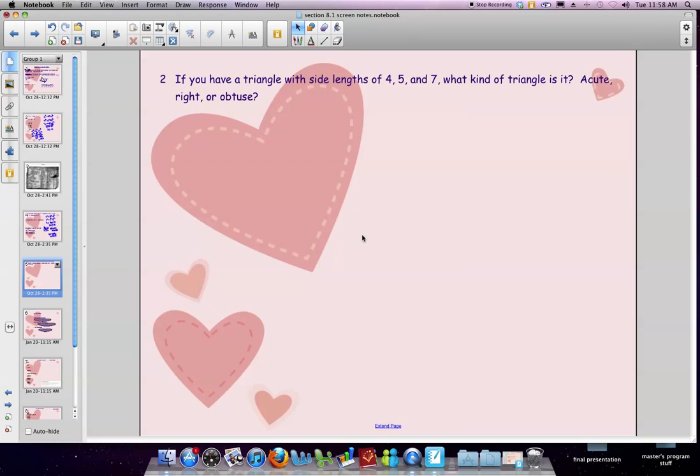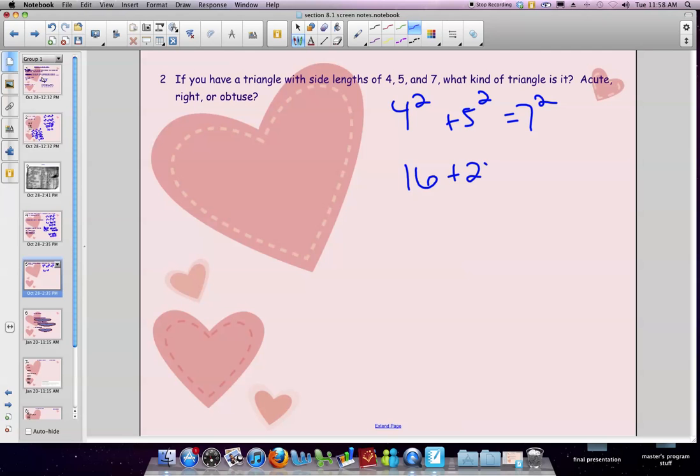All right, so you try it now. 4, 5, and 7. What kind of triangle is it? So you would say 4 squared plus 5 squared equals 7 squared. And you would get 16 plus 25 equals 49. 16 plus 25 is 41 equals 49. That means that they are not equal. That automatically cuts out the right triangle. And so it says the c squared is too big for the a and b sides. If c is too big, then that makes it an obtuse triangle.